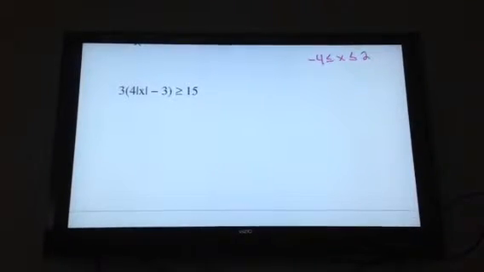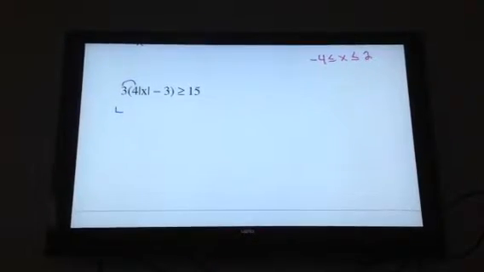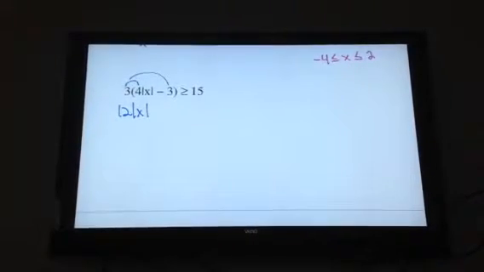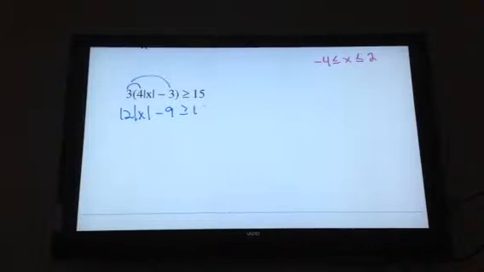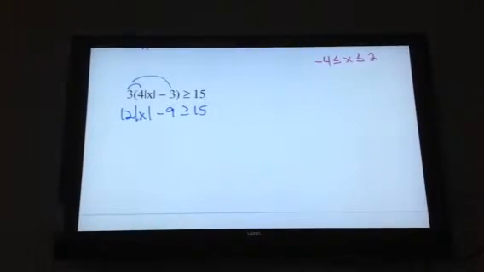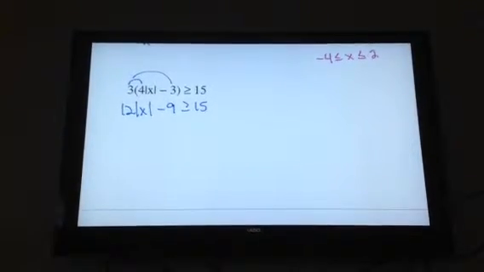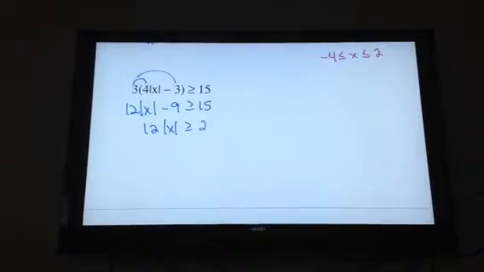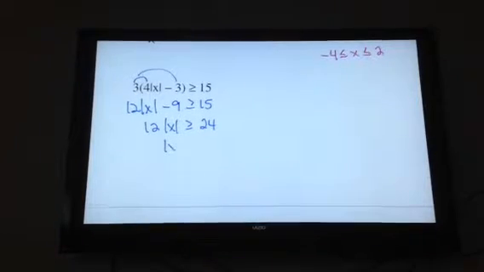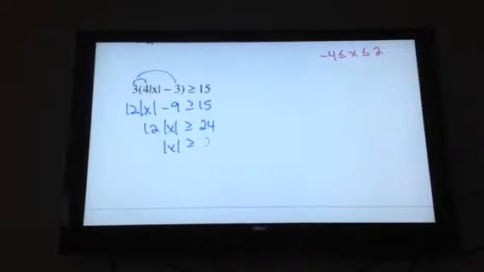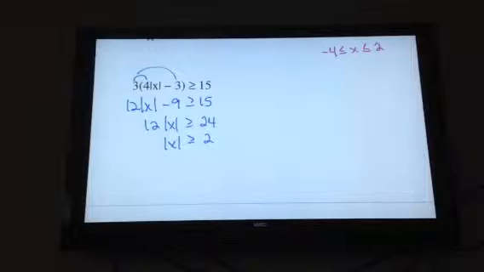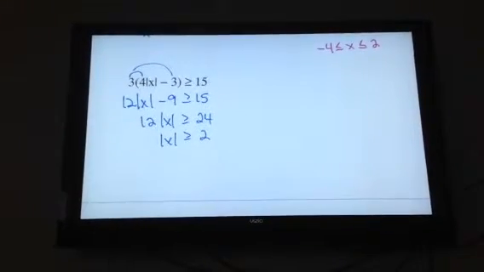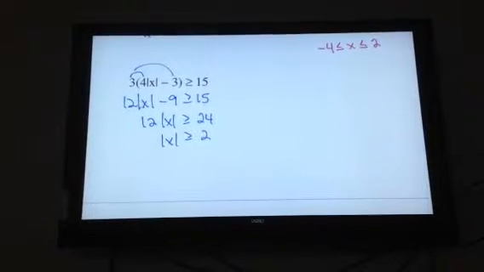So 3 times 4 is not 4. It's 12 absolute x. 3 times 3 is 9. Greater than or equal to 15. I'm going to solve for my x, so I'm going to add 9. So 12 absolute x is greater than or equal to 24. Divide by 12. Absolute x is greater than or equal to 2. So you solve for x just like you would solve for x if it was just x. And now I set up my cases.